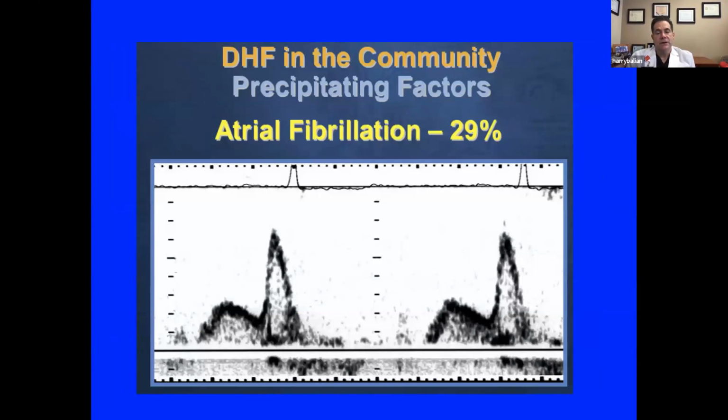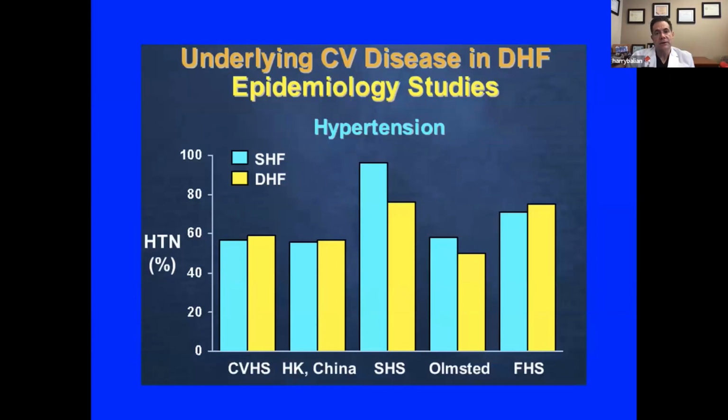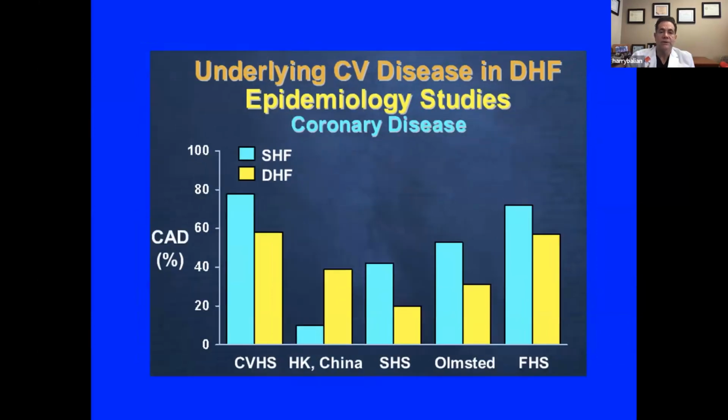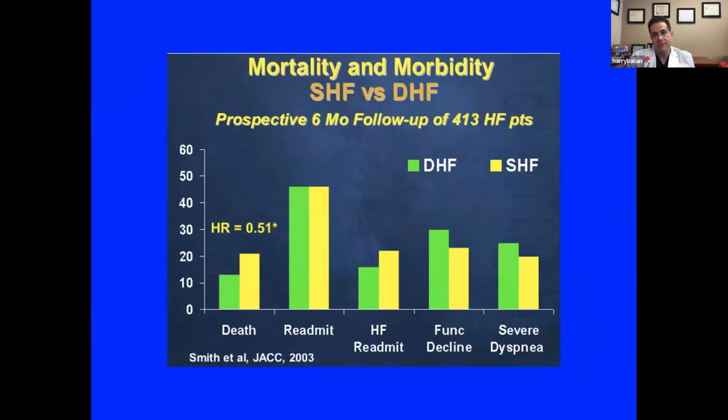Atrial fibrillation can potentially lead to some components of diastolic heart failure where you have normal LV function, impaired filling of the left ventricle. Diastolic heart failure patients are more of the elderly, more women, history of hypertension, and they present with heart failure symptoms. And underlying coronary disease, usually those patients are less likely to have advanced coronary disease, more likely to have hypertension. BNPs are usually lower in diastolic heart failure patients than the systolic.